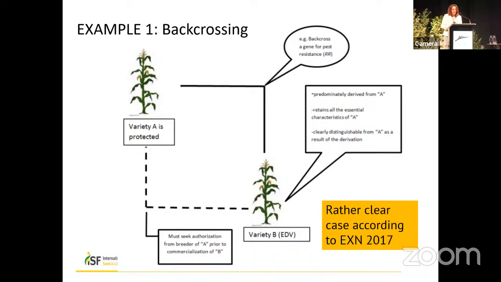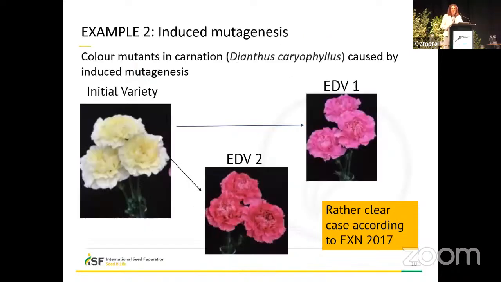The second example is inducible pathogenesis, and here we have a floral incarnation, which is when we change the color by different genes. The first one is it's split, and then the second one is a different individual. And here we have pathogenesis is a clear case as per its in 2017.